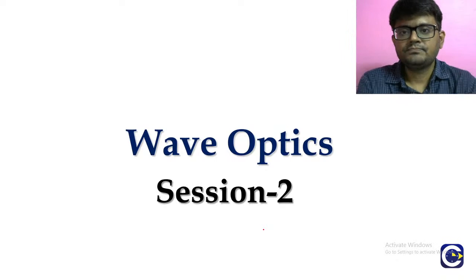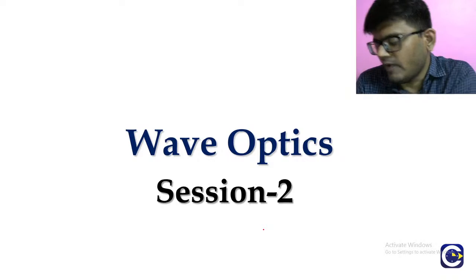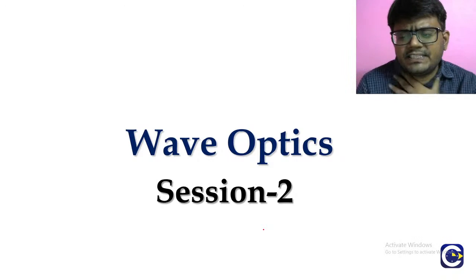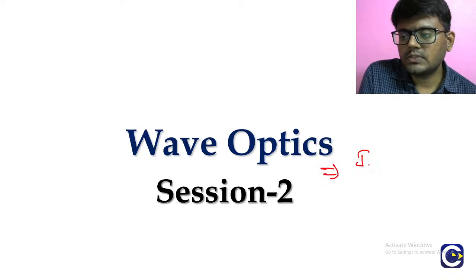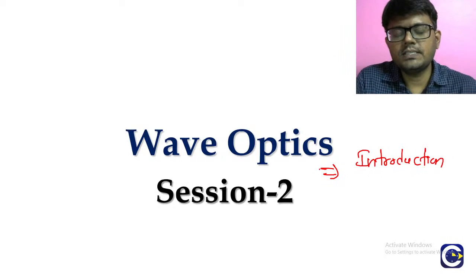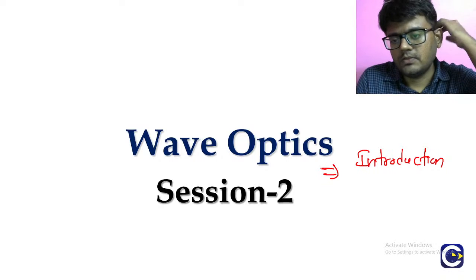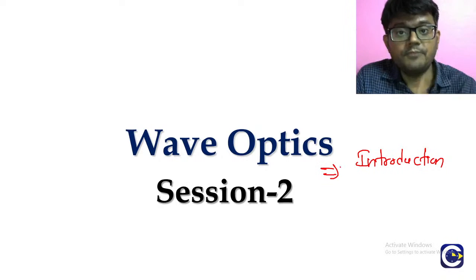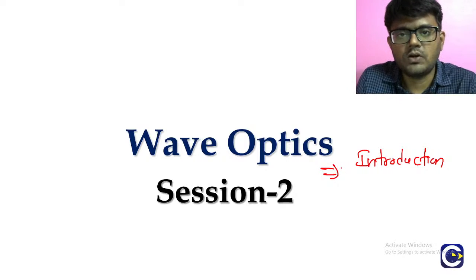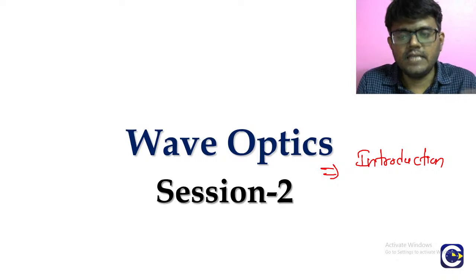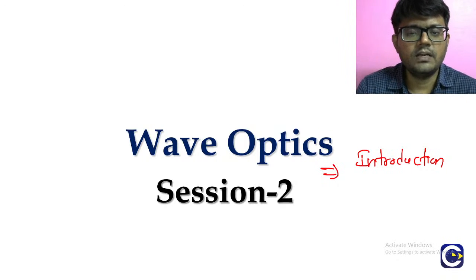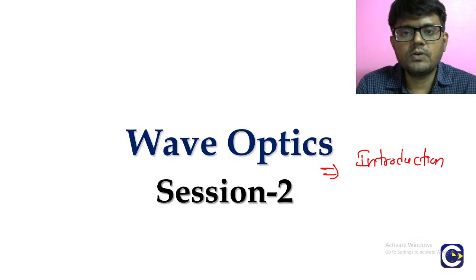So we are in the second session of wave optics, right? Already in the first session we talked about the introduction to the idea of wave optics and how these theories of light in terms of wave propagation have evolved. Particularly we talked about the Huygens theory, which treated the light wave as a kind of mechanical wave, where we try to see the progress of the wave by using geometrical construction of the wavelets.